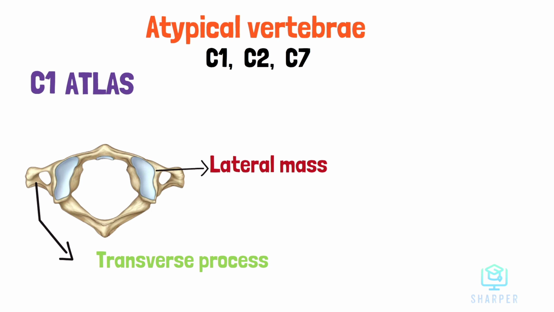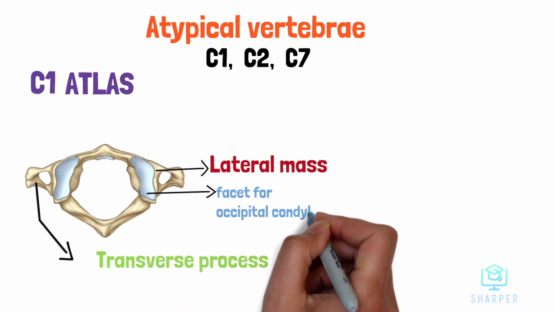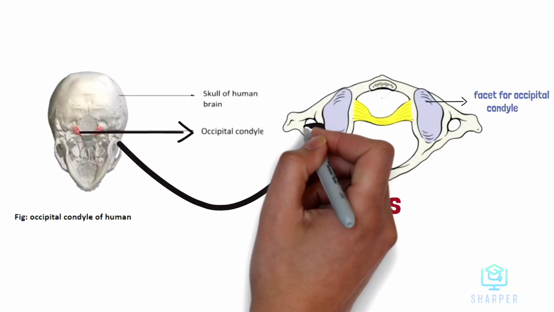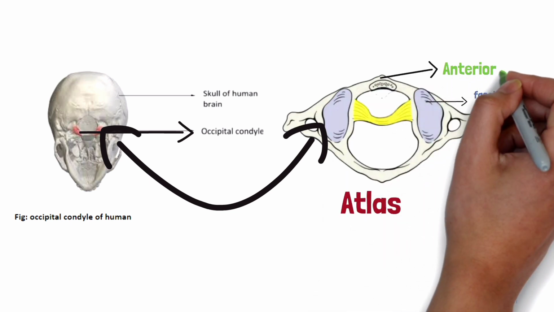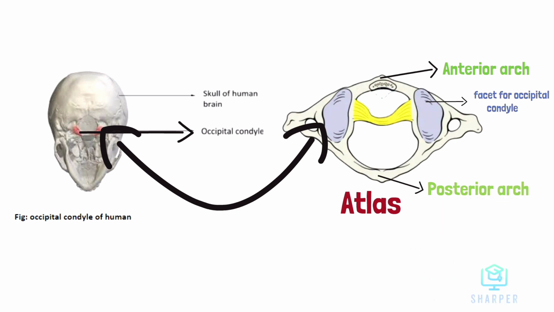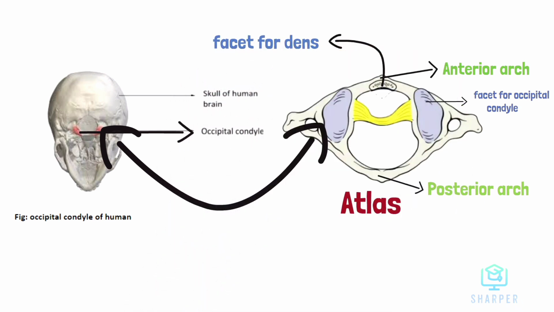The lateral masses have 2 superior, concave, kidney-shaped facets for occipital condyle. Facets for occipital condyle articulate with the occipital condyles to form the atlanto-occipital joint. The anterior arch and posterior arch extend between the lateral masses and form a complete ring. The anterior arch has an anterior tubercle and a facet for the dens, and the posterior arch has a posterior tubercle and a groove for the vertebral artery.